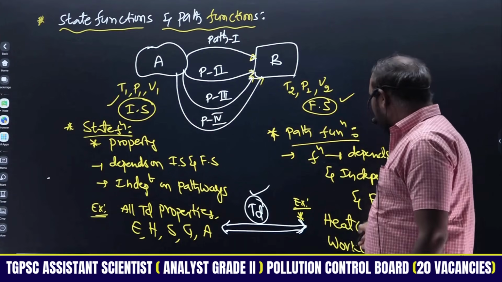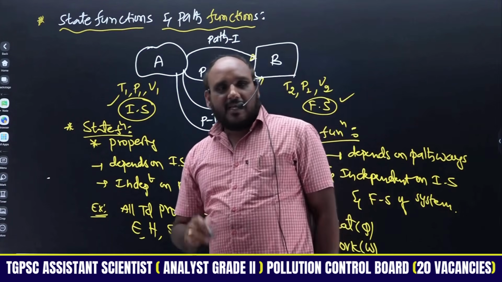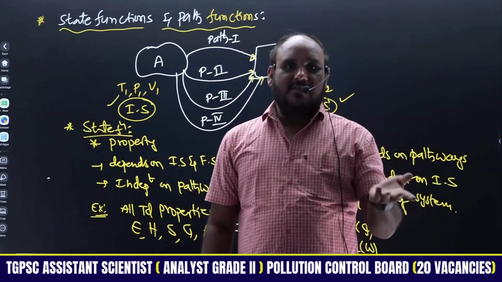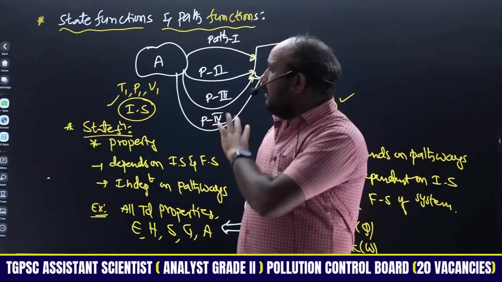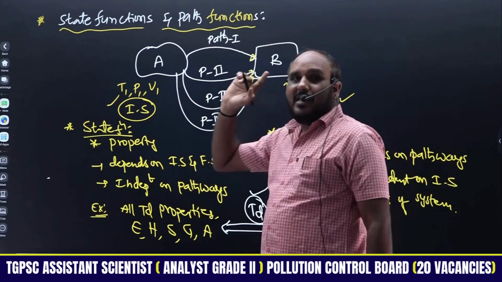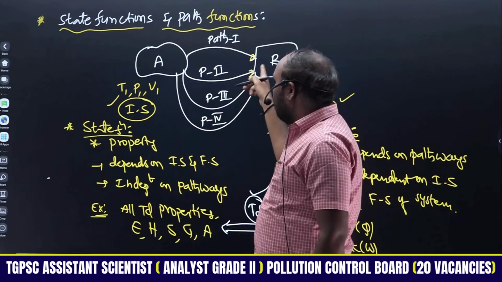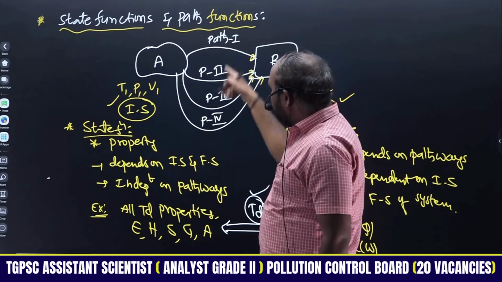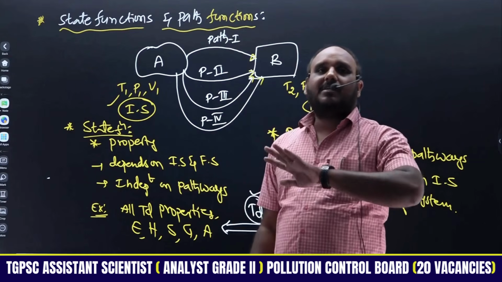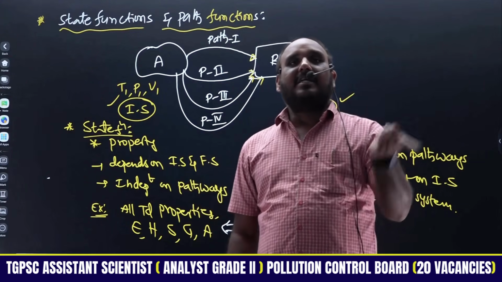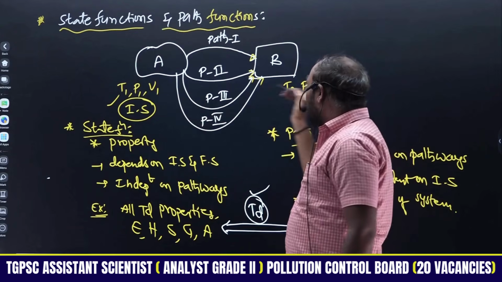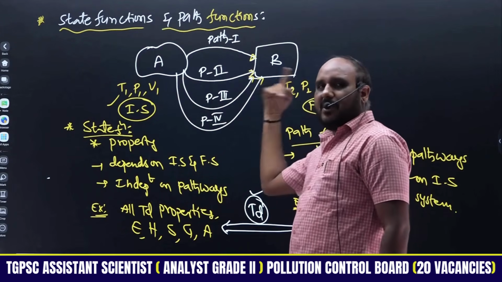Which depends on path, for example heat. As I said earlier, heat is either absorbed or released. In this case, heat is released. How much heat is released through pathway 1 may not be the same in pathway 2. In pathways 1, 2, 3, 4, some heat will be released, but that heat may not be the same. Hence it depends on pathways and is independent of initial and final states, whatever the initial and final states are.